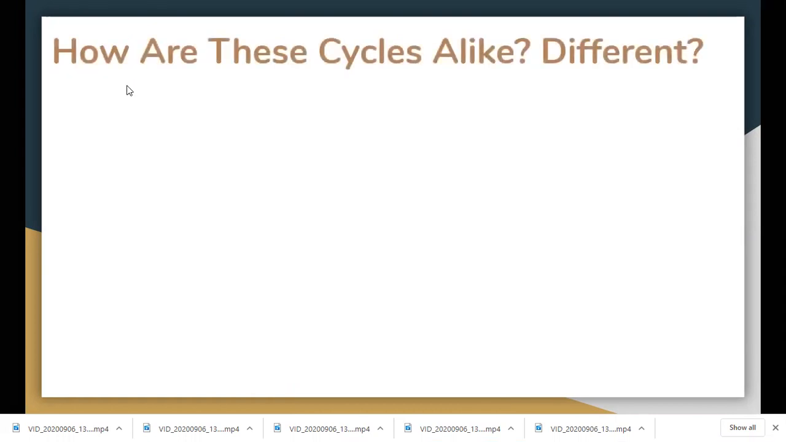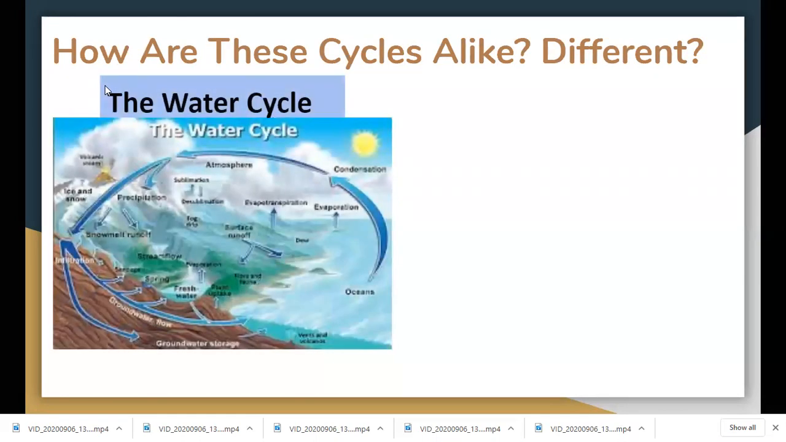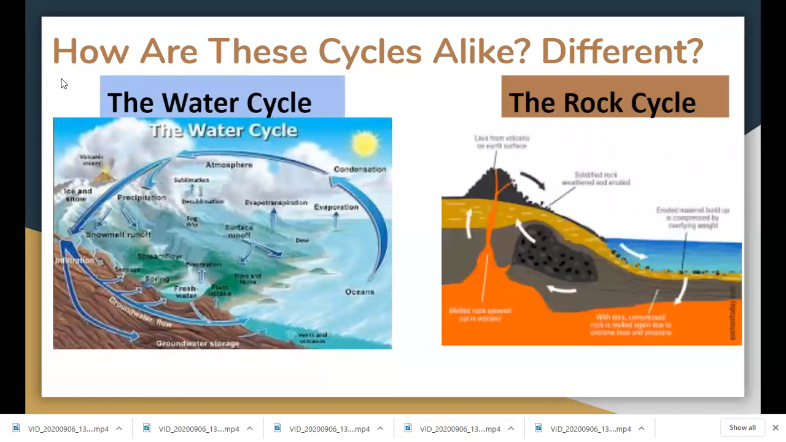So how are these cycles alike and different? How is the water cycle and the rock cycle alike and different? Now here's a picture of the water cycle. We're going to get more in depth in future lessons on what all that means. And the same with the rock cycle there on the right.